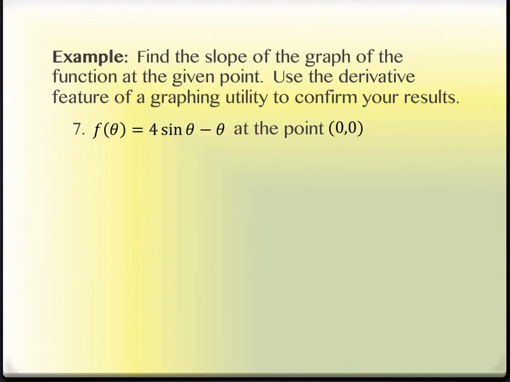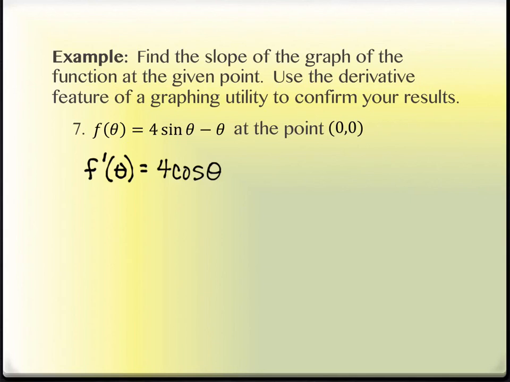So this one says, find the slope of the graph. The function is the same directions we had before. Confirm with your graphing device, right? So we're going to do f prime, and now our variable is theta. Okay, so we have the 4 that comes along for the ride. What's the derivative of sine of theta? Just cosine, and it's positive, so I can just write 4 cosine theta.